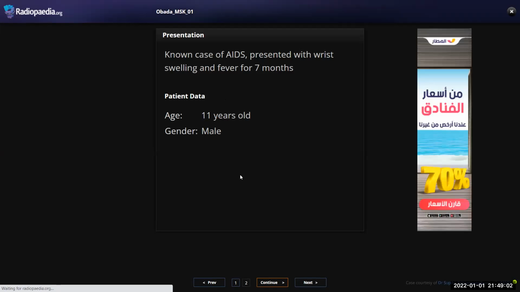Known case of AIDS, presented with wrist swelling and fever for 7 months, 11 years old male.